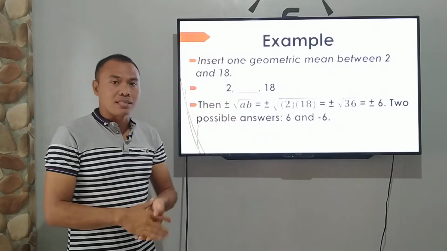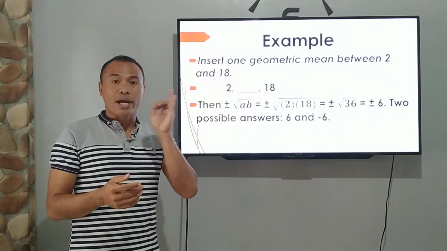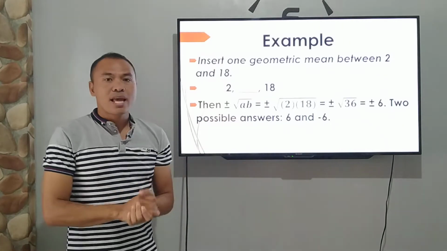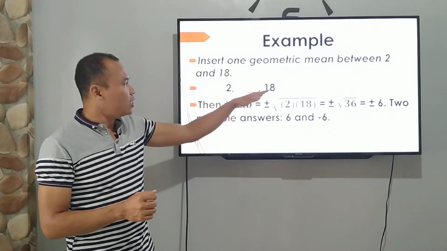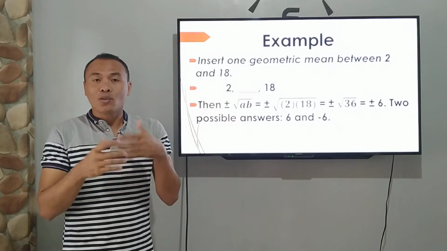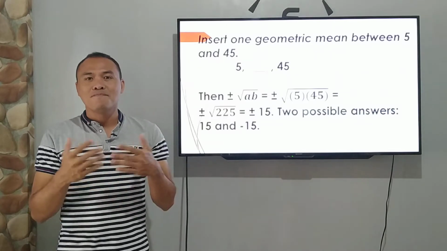Bakit 6? Kasi 6 times 6 is 36. Square root siya, kaya dalawa lang. So, two possible answers, we have 6 and negative 6. So, it can be 2, negative 6, 18, or 2, 6, 18. So, that would be the answer for the first example on geometric mean.